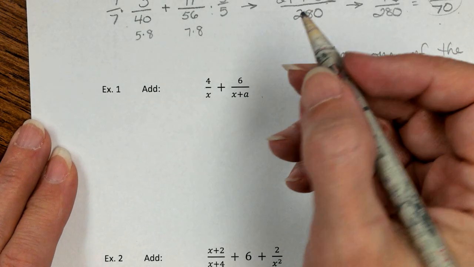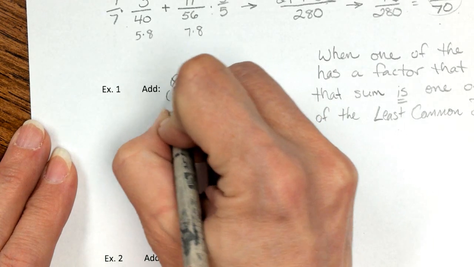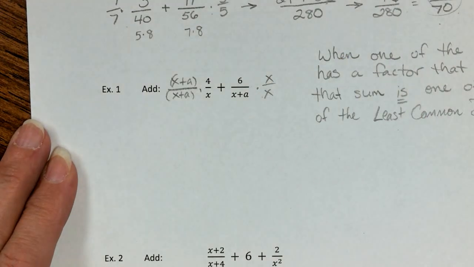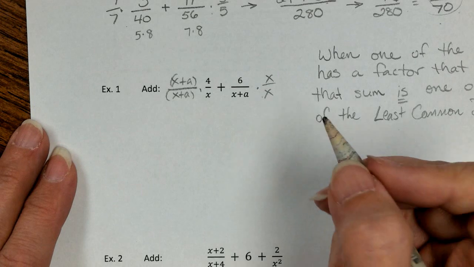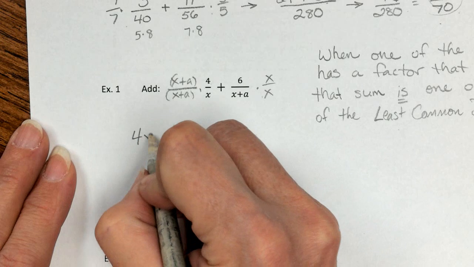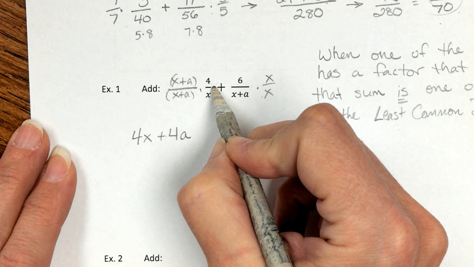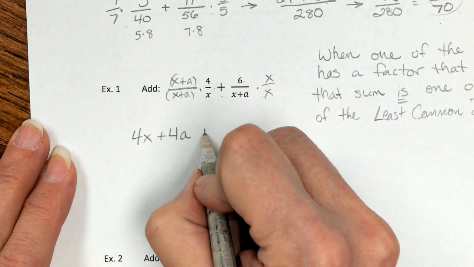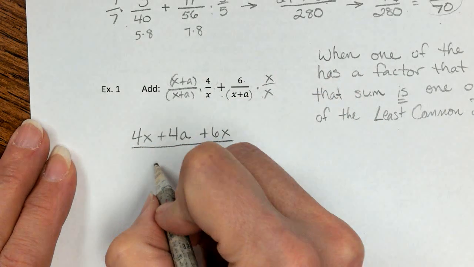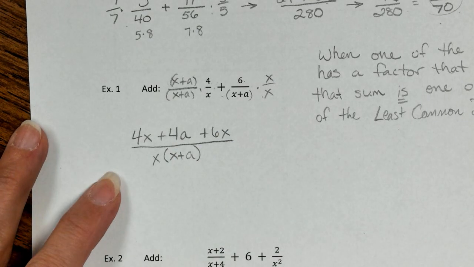Basically what we're going to do is take x plus a over x plus a times this first fraction and x over x times the second one. Now here we're distributing this 4, so it's 4x plus 4a, that's all from this part, 4x plus 4a, plus 6x, all over the common denominator of x times x plus a, which I'm not distributing.